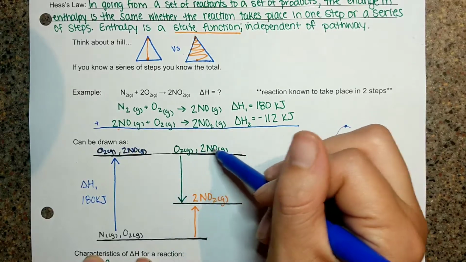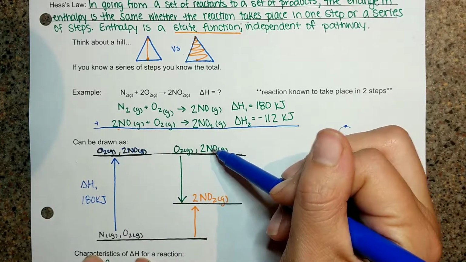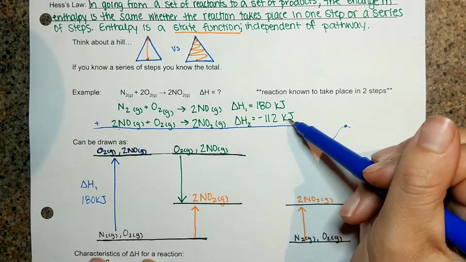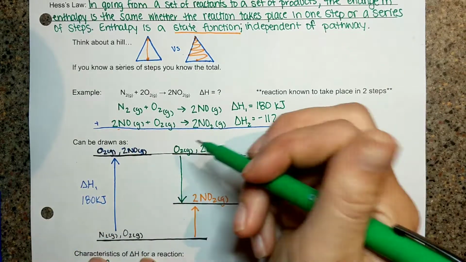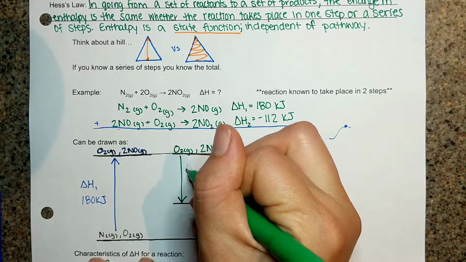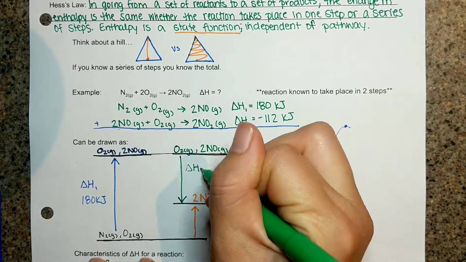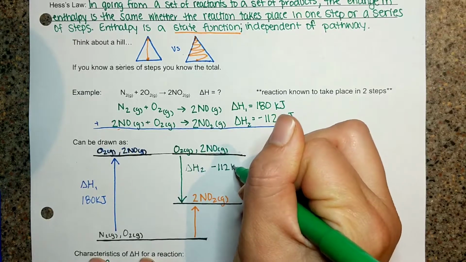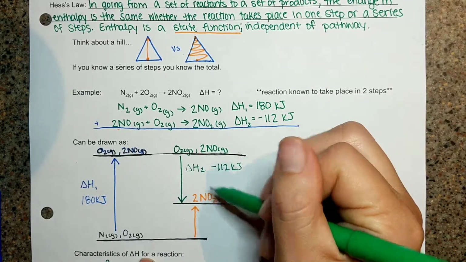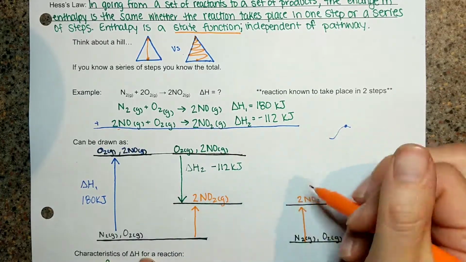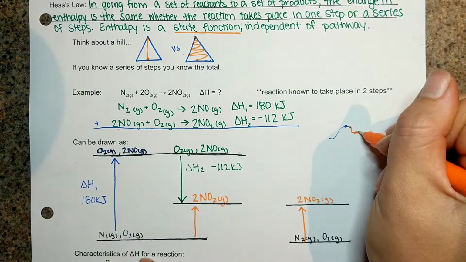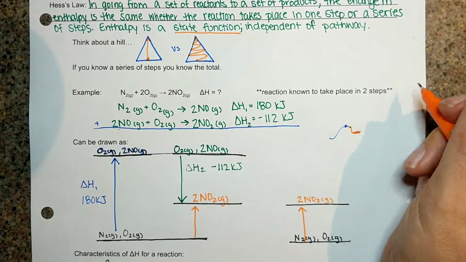I've added my two together. Now I'm adding my nitrogen monoxide with my oxygen, and it says that I release 112 kilojoules. So that means I go down in energy. This is my delta H2, which is negative 112 kilojoules. And then I end up at my product of nitrogen dioxide. So now I've ended up here at my product. I've dropped down in energy.